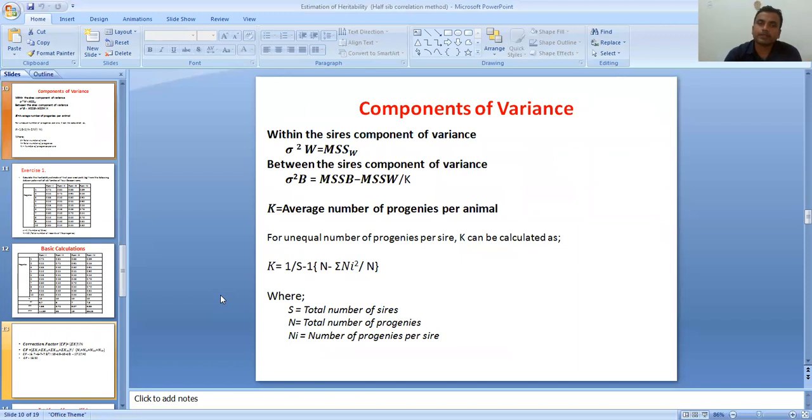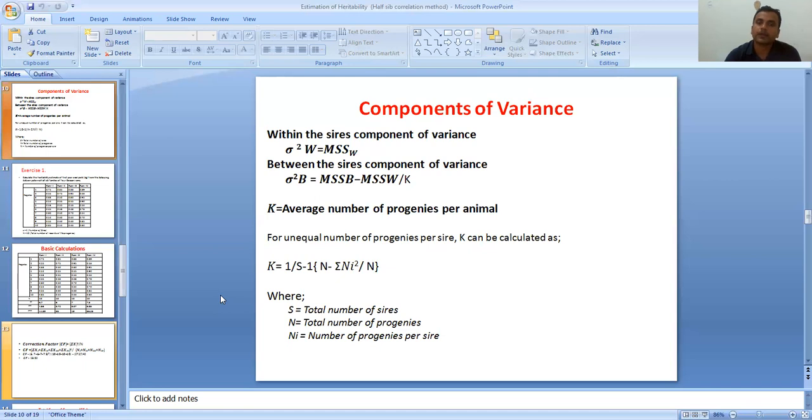Then the within sire component of variance is equal to the mean sum of squares within. In case of the between sire component of variance, between variance is equal to the mean sum of squares between minus mean sum of squares within, divided by k. Here k is the average number of progenies per animal. For unequal numbers of progenies per sire, k can be calculated like that.